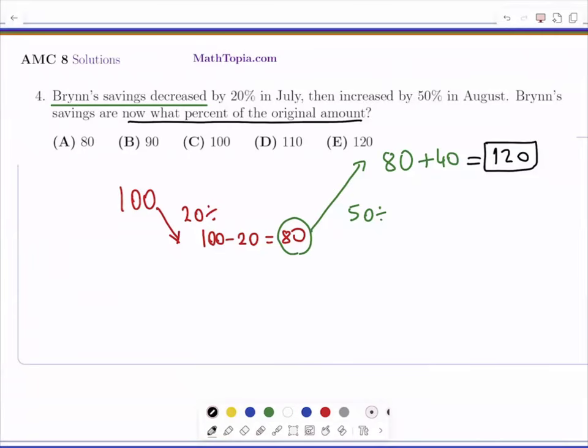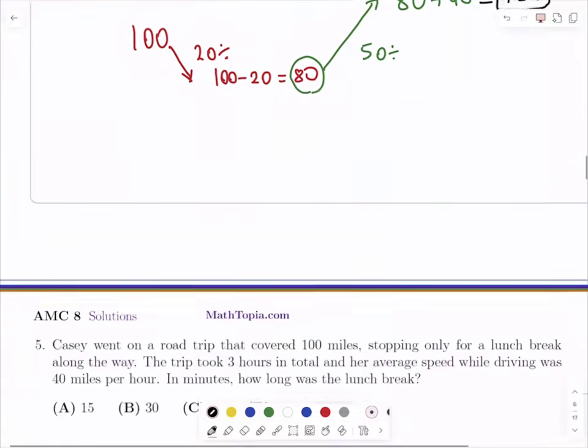Yes, that is going to be our answer. Yeah, 120%. Okay, that was good. Decrease, and after increase, then we can find the 120% of the original amount. Great.